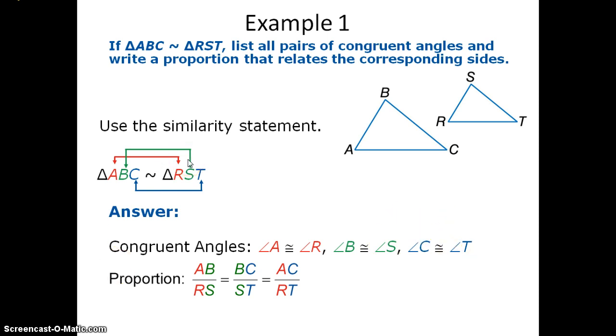Now we need to write a proportion that relates the corresponding sides. So AB is going to be proportional to RS, BC is going to be proportional to ST, and AC is going to be proportional to RT.